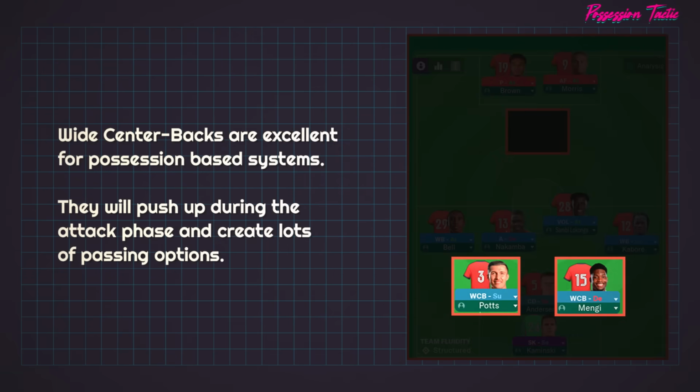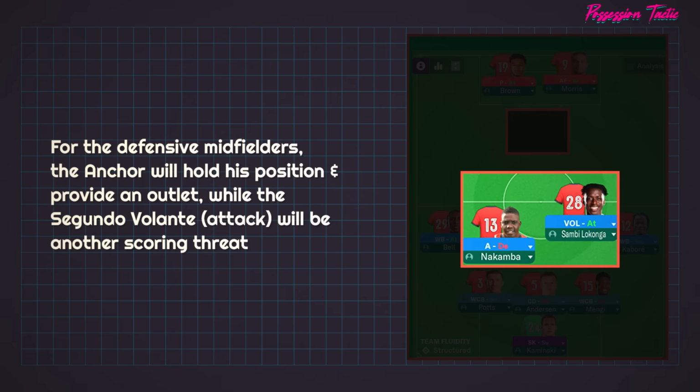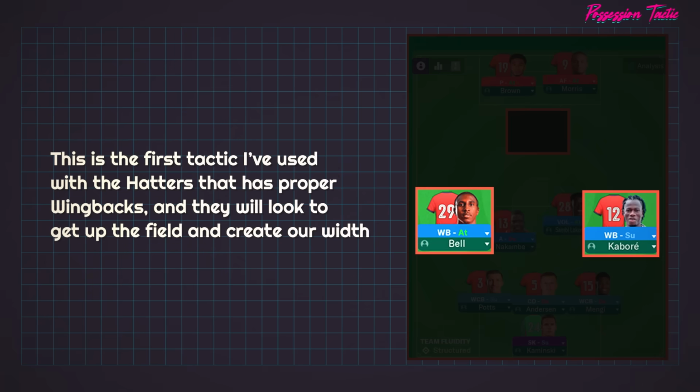Starting with the defenders, wide center backs are excellent for possession-based systems. They will push up during the attack phase and create lots of passing options. For the defensive midfielders, the anchor will hold his position and provide an outlet, while the segundo volante on attack will be another scoring threat. This is the first tactic I've used with the Hatters that has proper wingbacks, and they'll look to get up the field and create our width.